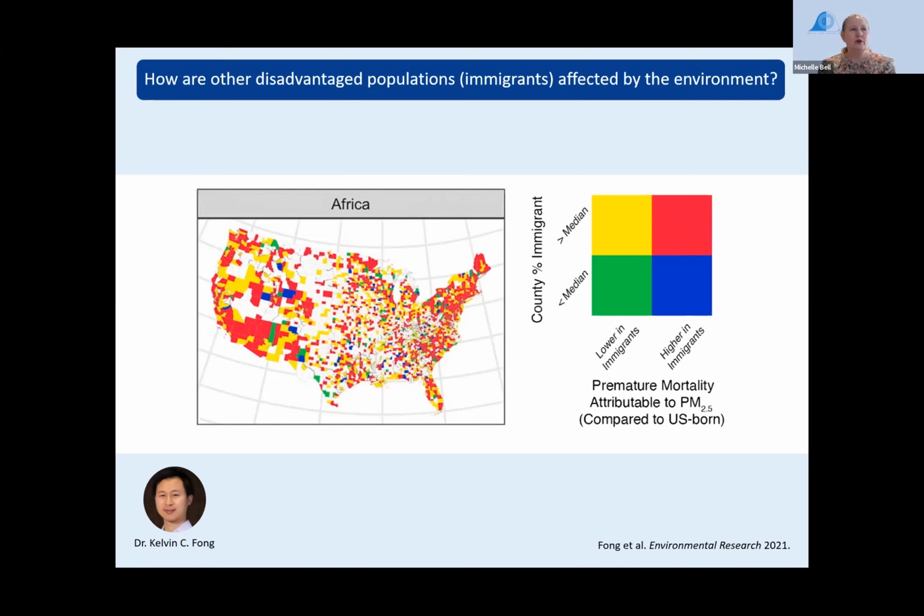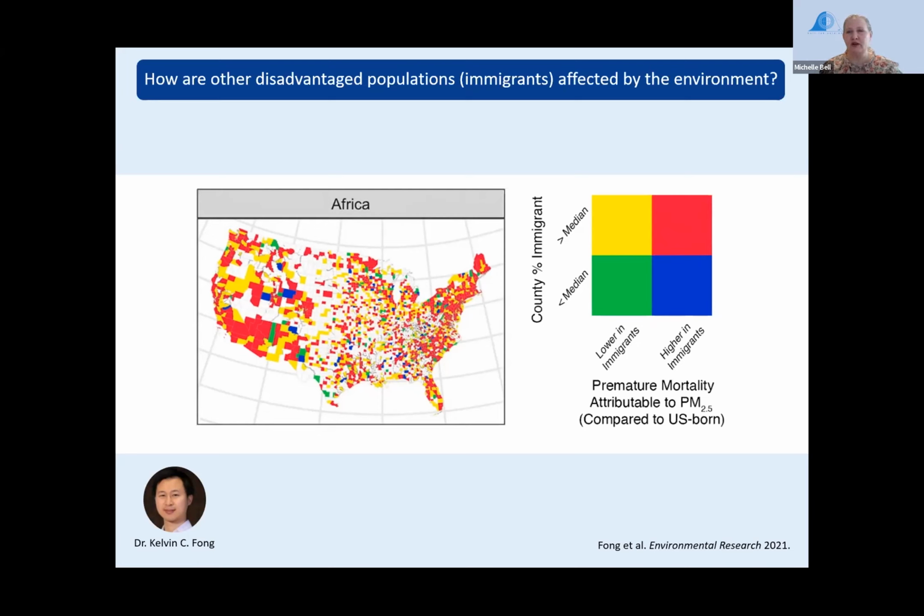And here what he's showing you is a map of immigrants from Africa. So if you look at the 2x2 color legend there, counties that are in yellow or red have a high percentage of immigrants, in this case from Africa. Counties in green and blue have a low percentage of immigrants, in this case from Africa. Counties in blue and red have a higher air pollution exposure, and counties in yellow and green have a lower air pollution exposure. So of course, in his analysis, he did much more sophisticated things than dividing into 4 categories.